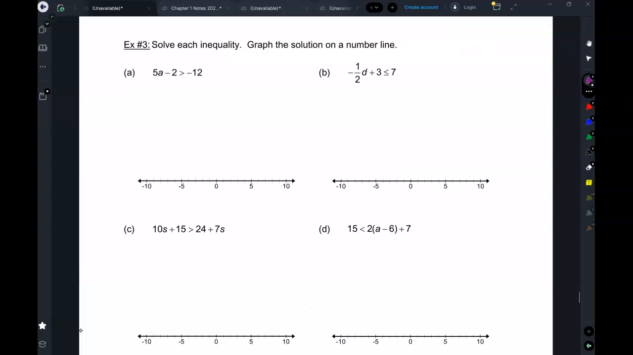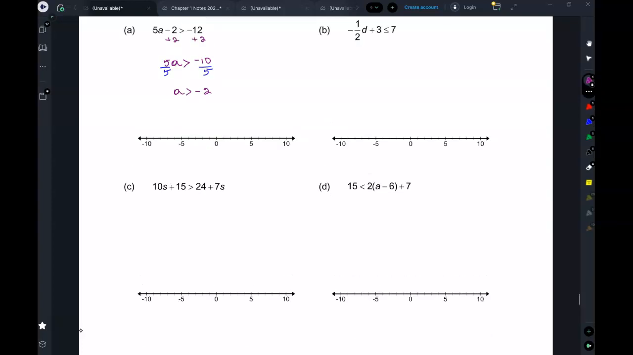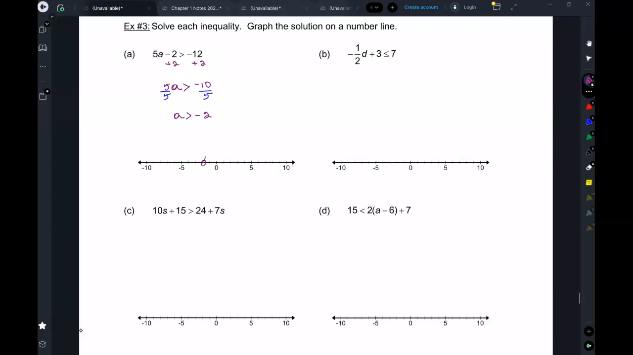Again, so you see these are kind of like reverse order of operations. So we have to be able to do that stuff. Okay, so here, first I'm going to add 2. So 5a is greater than negative 10. Now, divide by 5, divide by 5. A is greater than how much? Negative 2. Do I switch the sign? I do not.